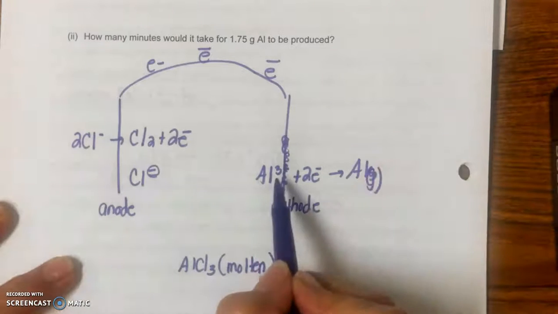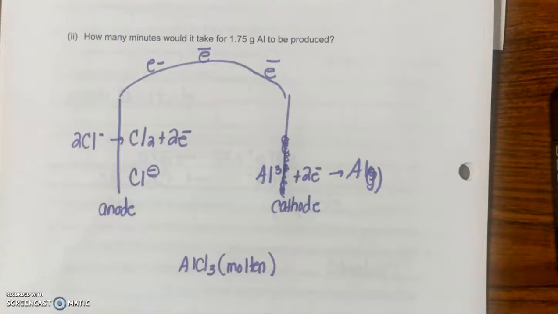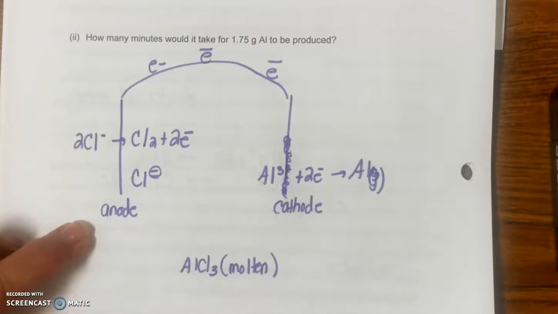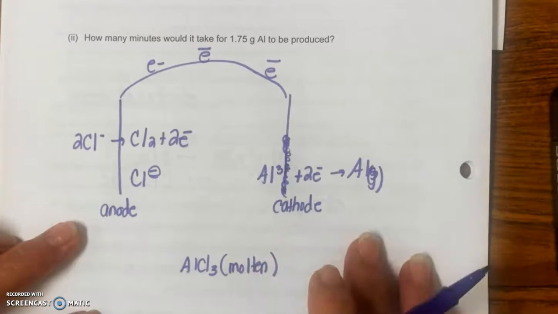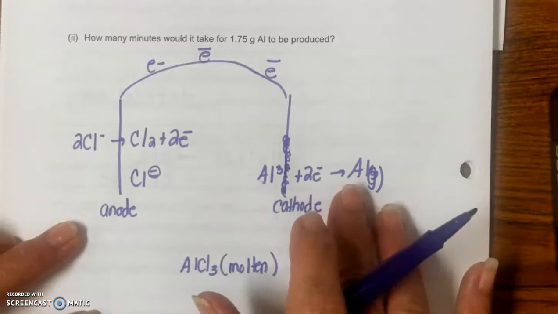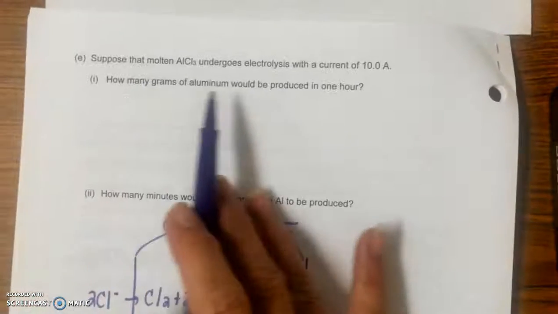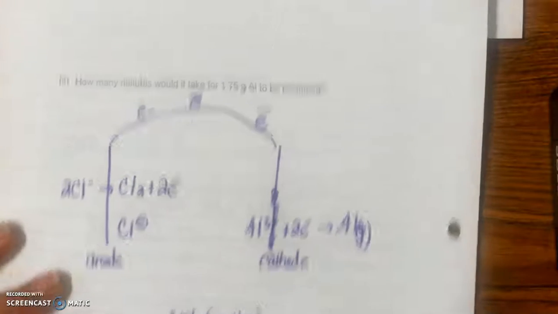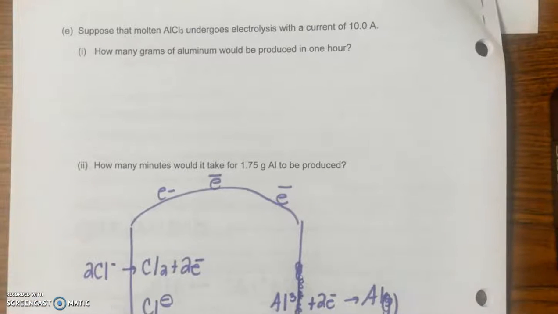It's going to set here, that solid, just like it always does. Now, on the AP test, what they want you to be able to do in these systems is talk about how much aluminum would plate in this spot. Now, here's where units become really important.